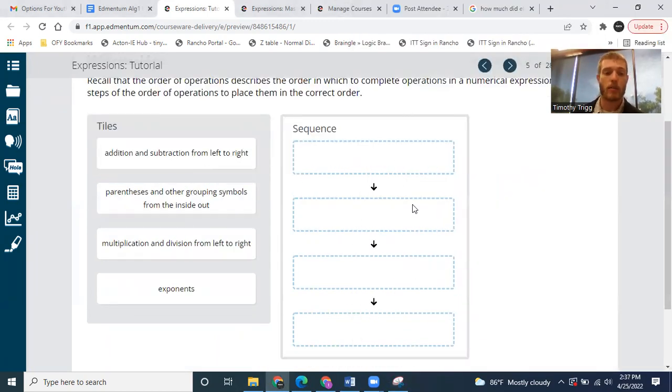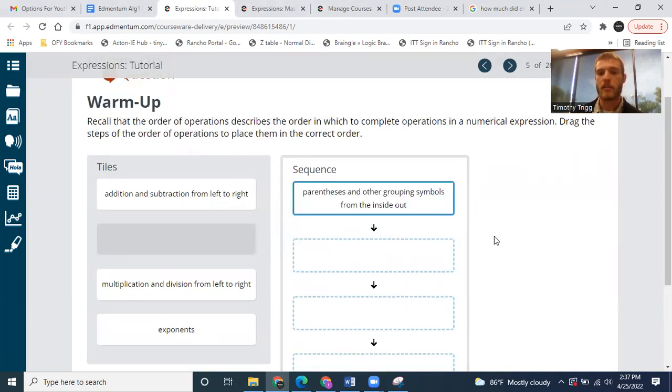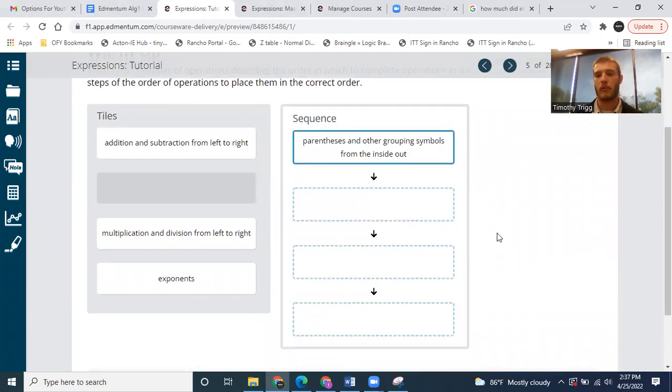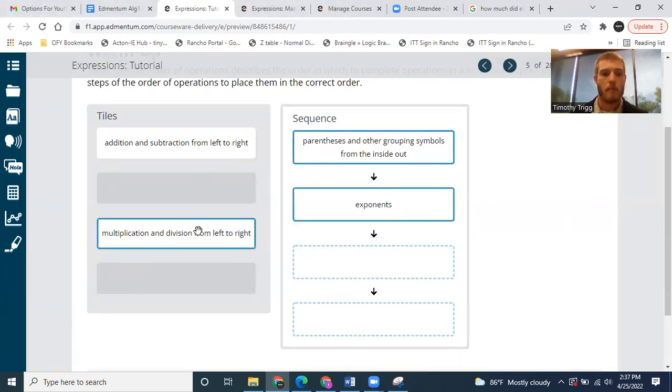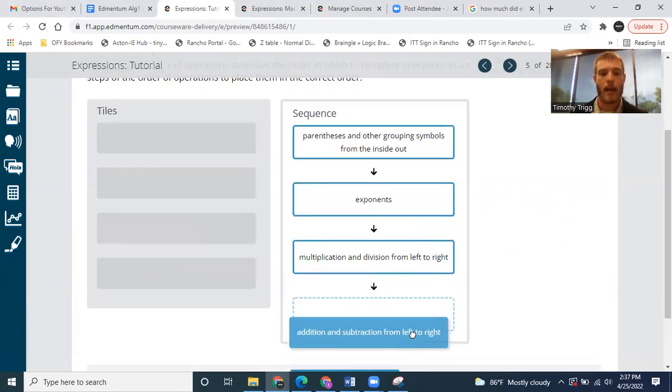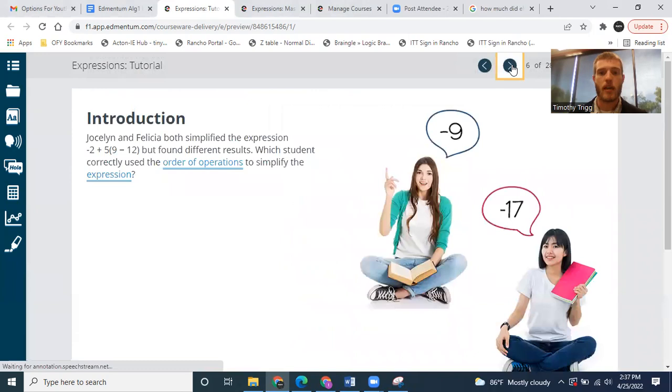So here in this sequence, what do we do first? Parentheses. Parentheses or other groupings. Sometimes you'll see brackets, and I'll go over that when we see it, but parentheses, brackets, or other groupings, those go first. After that, exponents. Multiplying and dividing, adding and subtracting. Okay, let's go ahead and put those there.